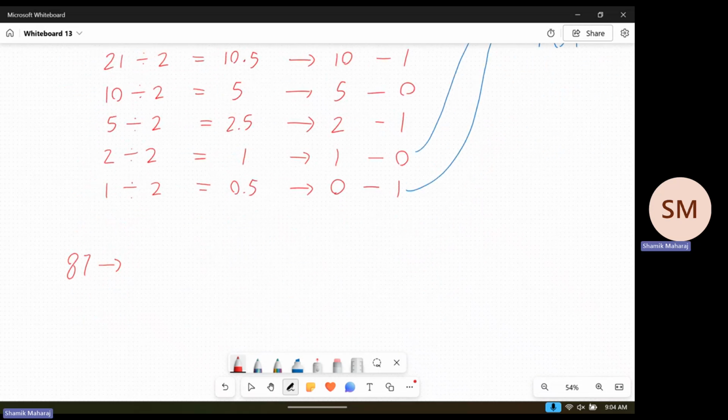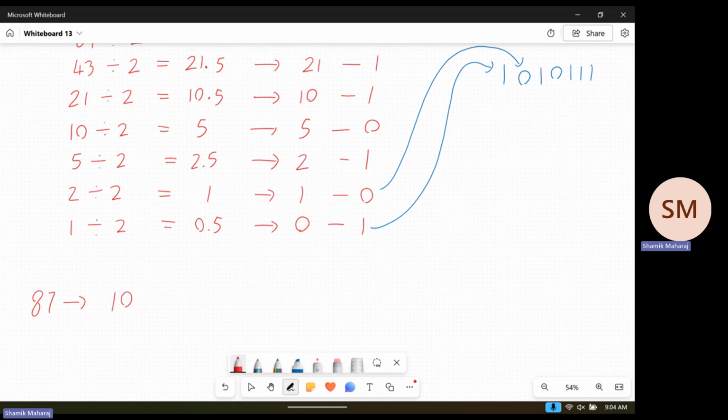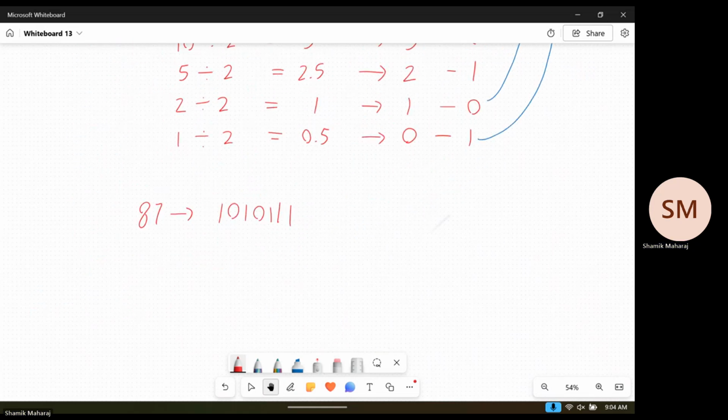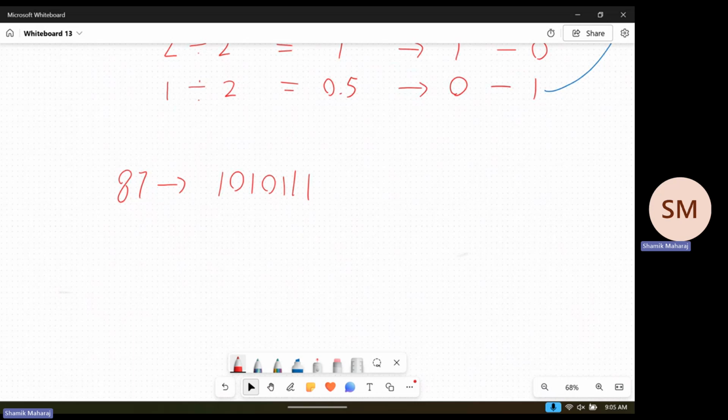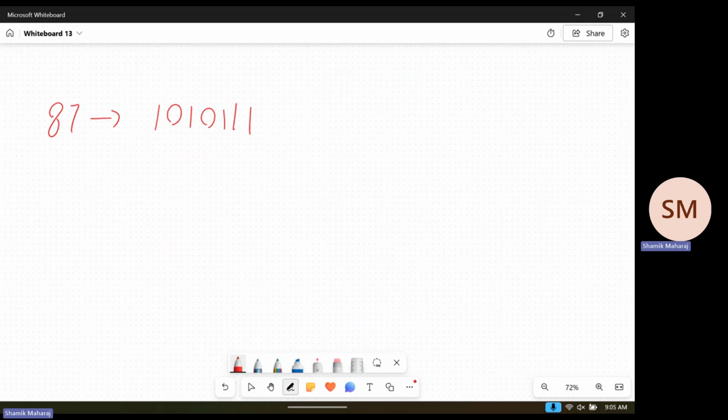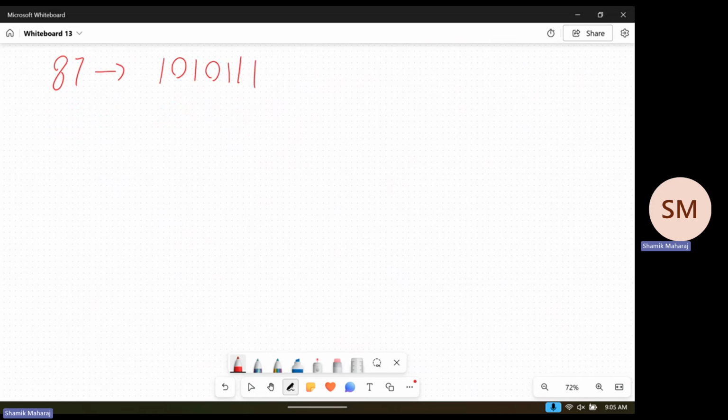87 in binary is given by 1010111. Sometimes we'll be asked a question to represent 87 in binary using 7 bits or using 8 bits or whatever, something like that. So keeping this in mind, let me write this as a question, make it more formal.